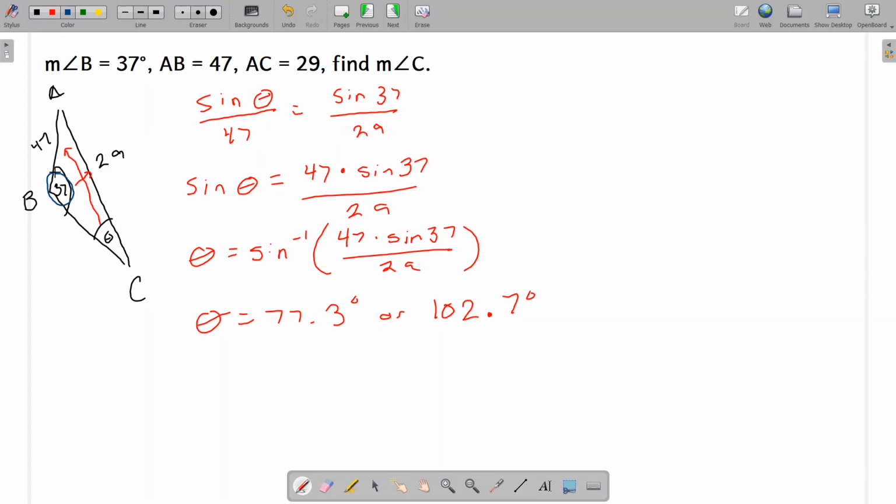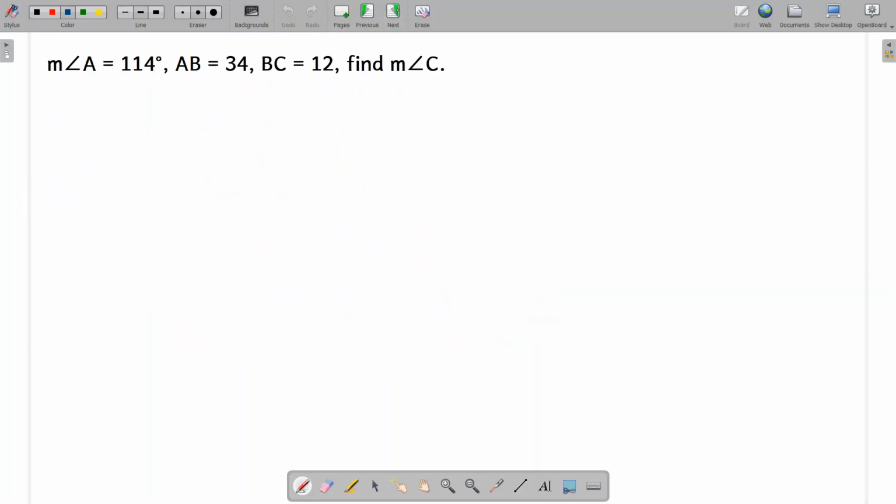And the reason that we don't know for sure is because we know nothing about angle A and we know nothing about side BC. So there's nothing that can make us lean one way or the other with the information that we have. If we had just one more piece of info, we could narrow this down and pick one of these as a solution. But with the information given, we just don't know. So there are two solutions.